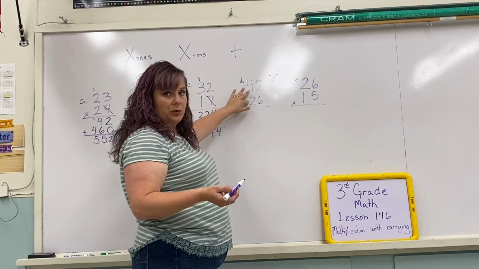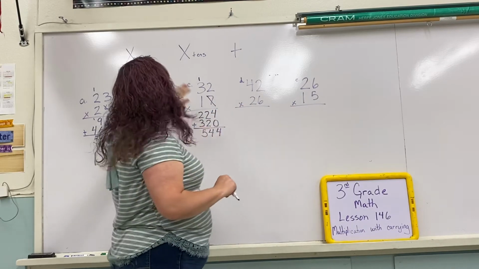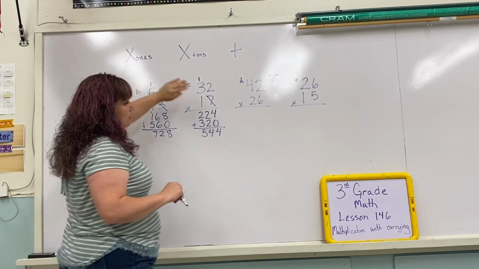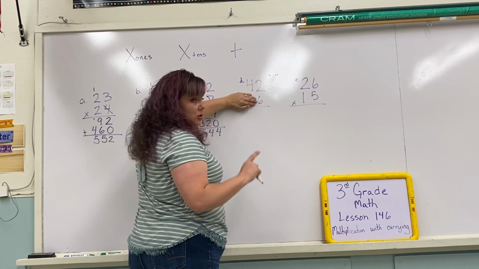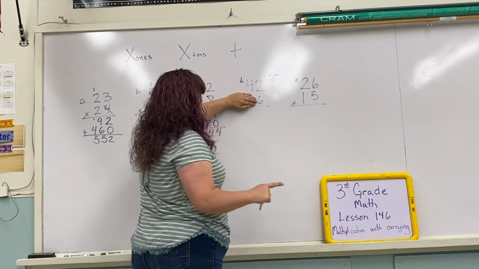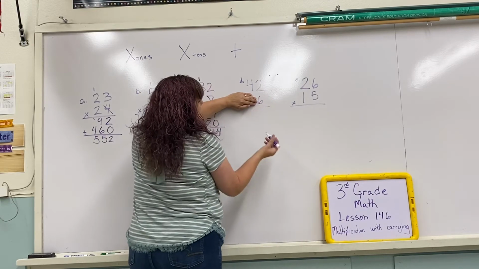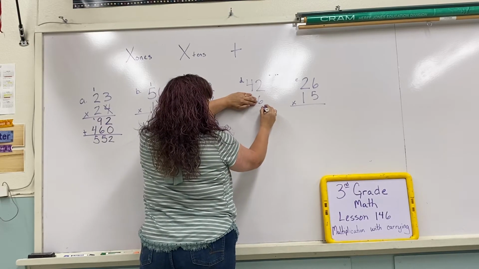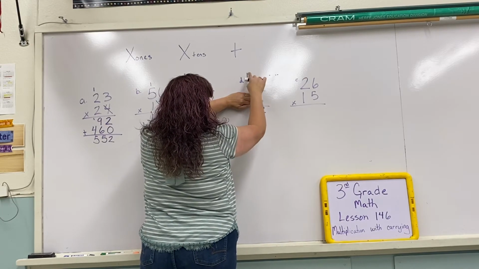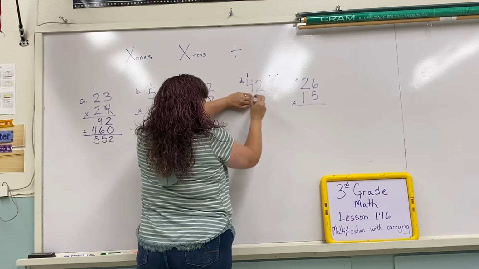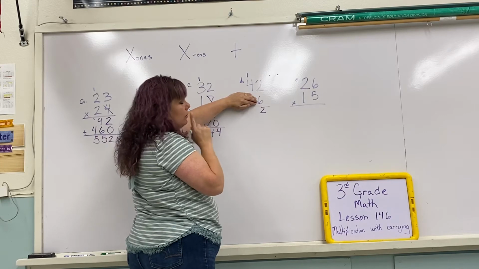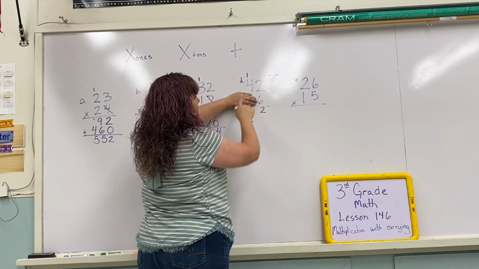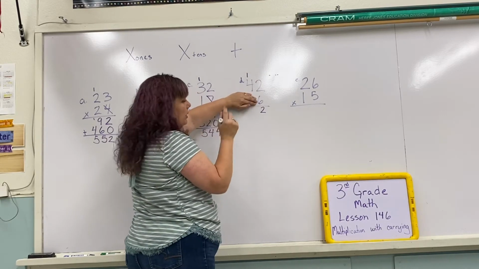42 times 26. Remember, our first step is to multiply the ones. So we're going to cover up the tens. We're going to pretend like it's not here. And we're just going to multiply the ones. Okay, so we have 2 times 6 is 12. Carry that 1. 4 times 6. Ooh, making your brains think a little bit. Okay, 24 plus 1, 25.